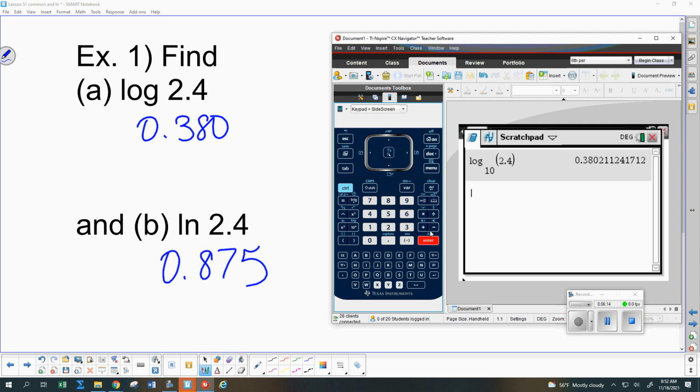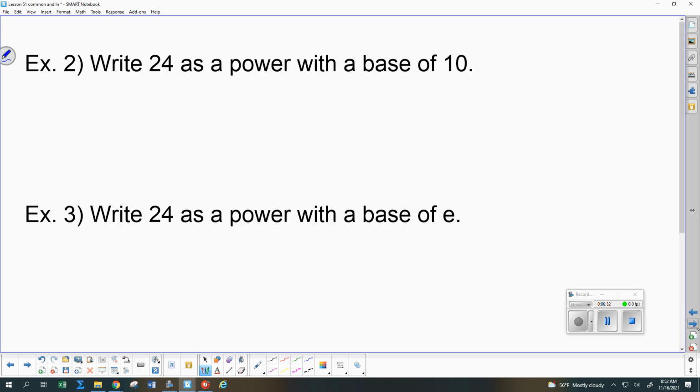Now you do the special button, control, and then this to get that ln that's right there. Everybody else good with that for your calculator? Big part of this is making sure we've got the settings right and we know how to type it in on the calculator.